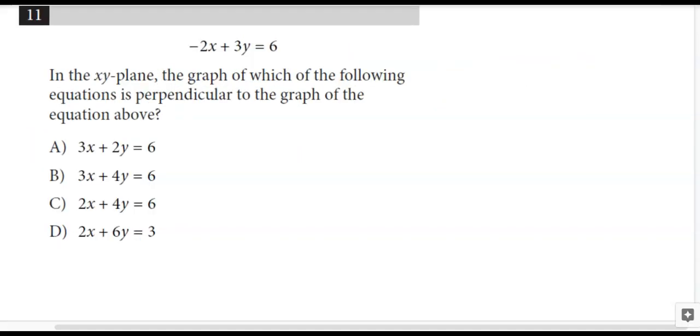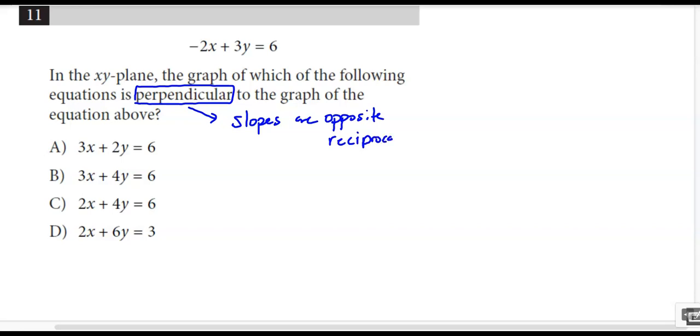All right, number 11, we have an equation of a line. It says in the xy plane, the graph of which of the following is perpendicular to the equation above. So we got to kind of deal with perpendicular. The big thing you need to know on this problem is that if two lines are perpendicular, their slopes are going to be opposite reciprocals. Okay, so remember, a reciprocal is basically the flip of a number. So for instance, this is just an example, but if you have a slope of 2/3, its reciprocal is going to be 3/2.